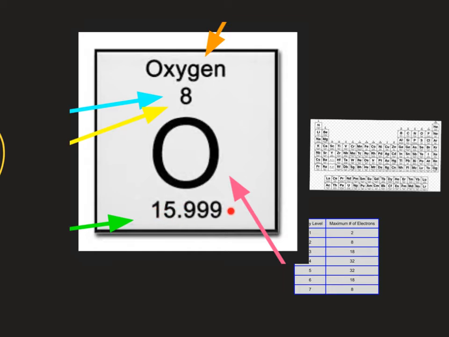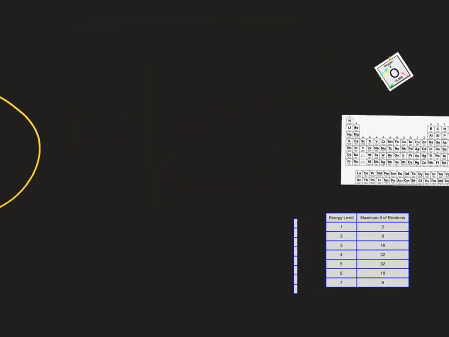So you take 16, you subtract the number of protons, and you only have the number of neutrons left. So 16 minus 8 is 8. So we know oxygen has 8 protons and 8 neutrons. So now we can fill in that little spot. So let's go back. We now have 8 protons, 8 neutrons.